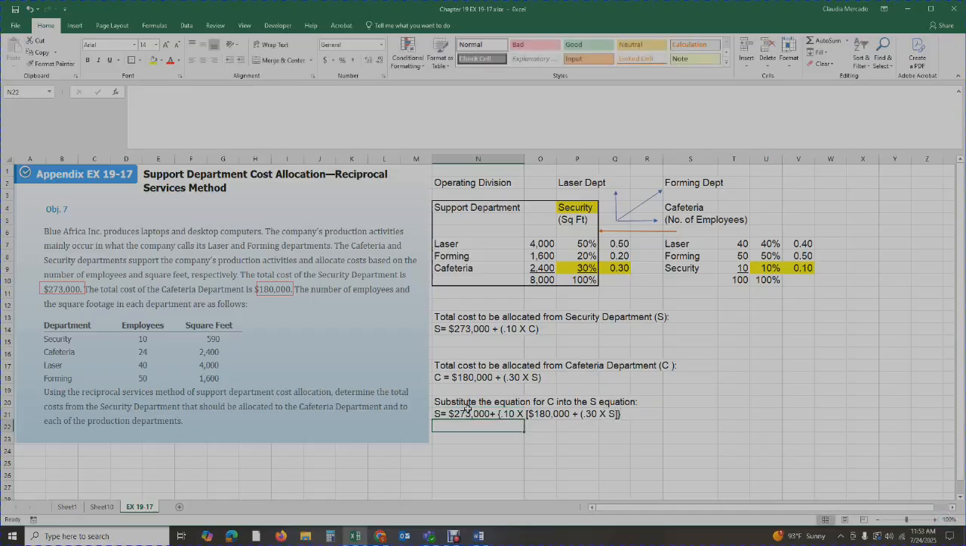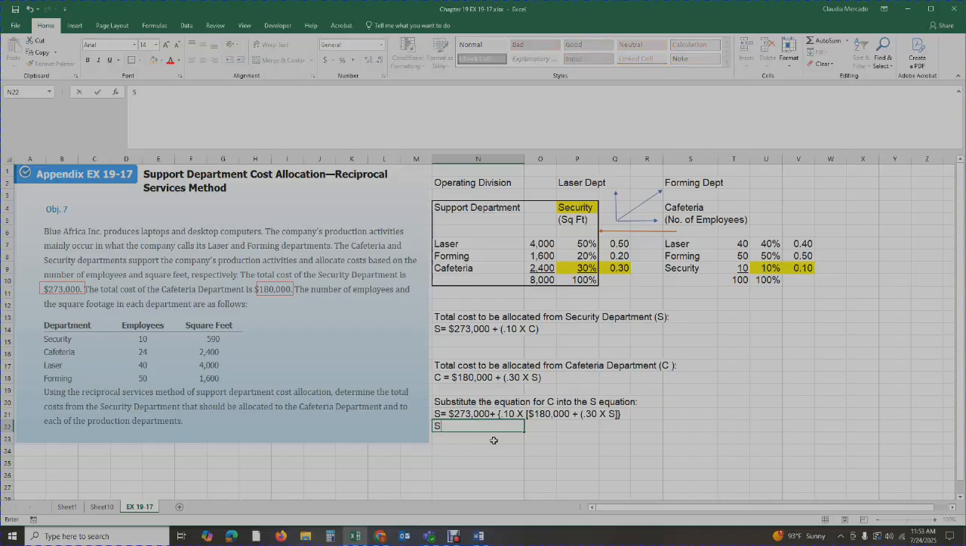So all we did was merge the two equations. We've got the 273 plus the 0.10 times C. What is C? C is this equation, so we're going to plug in the C. The C is the 180,000 plus the 0.30 times S. Now that we merged both equations into one, we can solve for our missing number. We can calculate what is S, the cost of my security department.